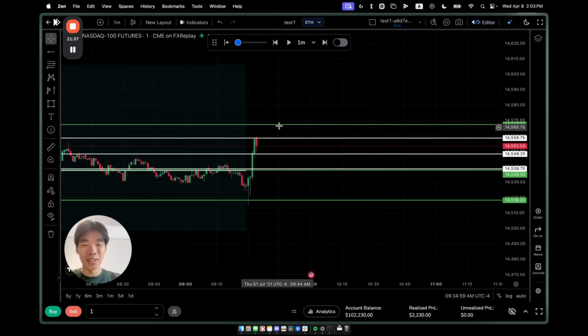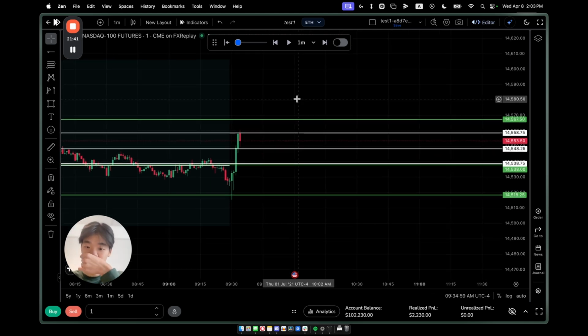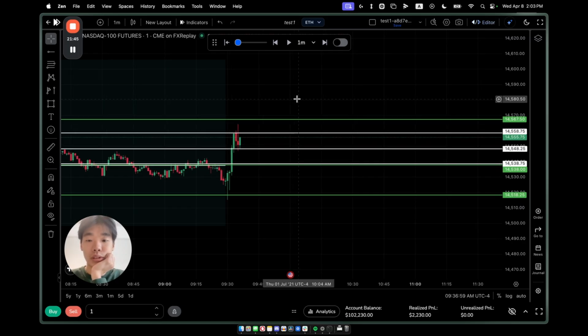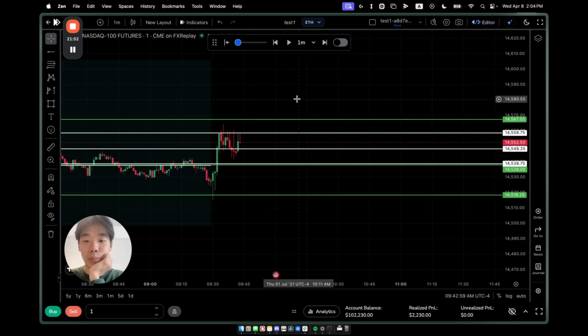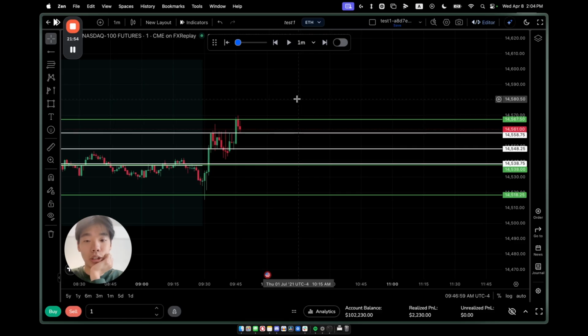But I don't know. I don't like that. I just hate that there's all these resistance key levels that are just in the way of that. I don't think I would take that, to be honest. No, I wouldn't take it. Yeah, look at it being rejected. And it's chopping. Don't like chop. Do not like chop at all.